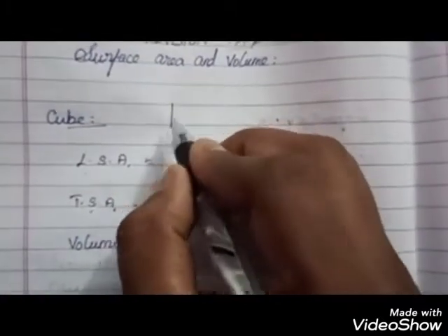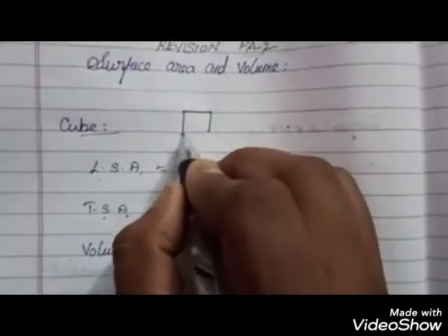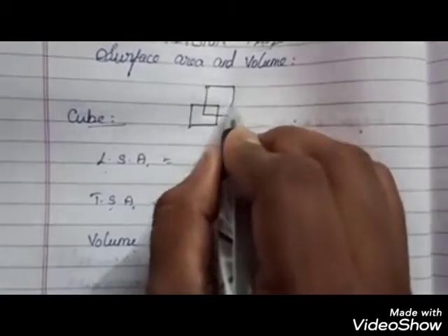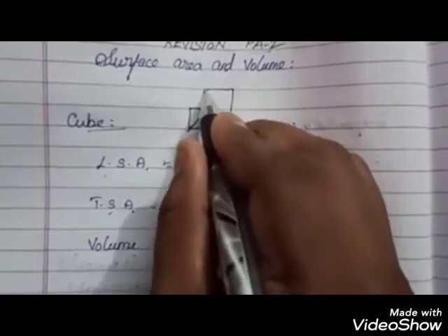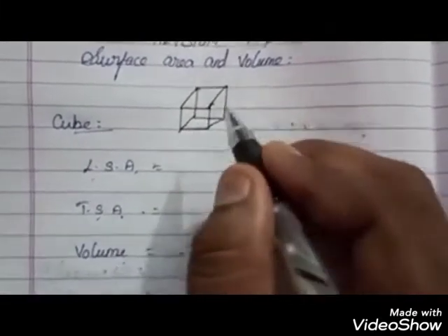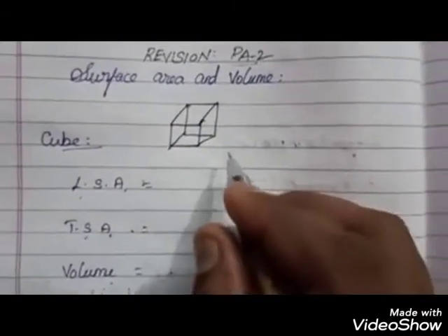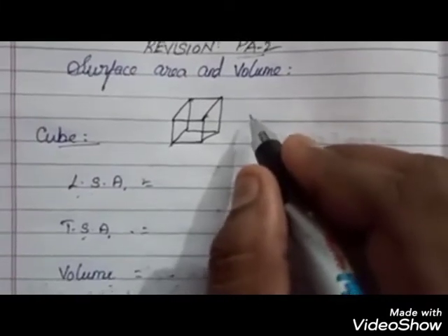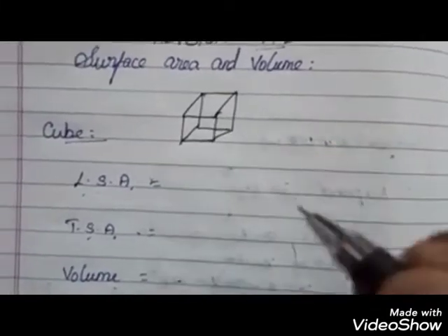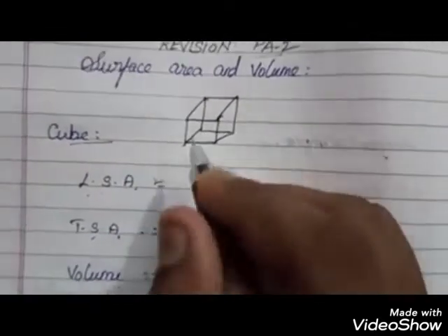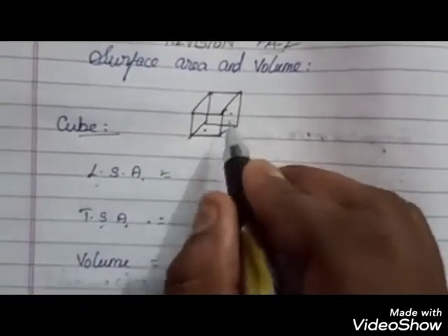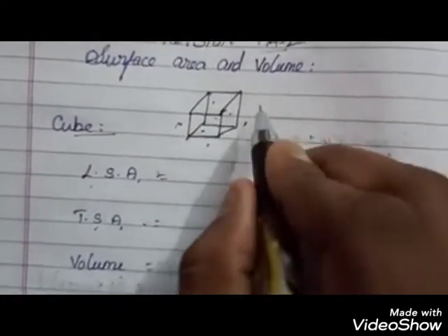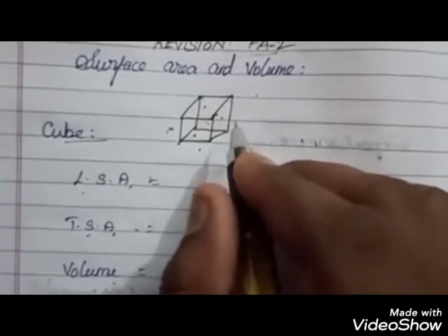If we join squares, you get a cube like this. So this is the shape of a cube. Examples we can say are a playing cube, the dice we use. That is also one example of a cube. How many faces are there? Front, back, left, right, top, bottom. So totally 6 faces.